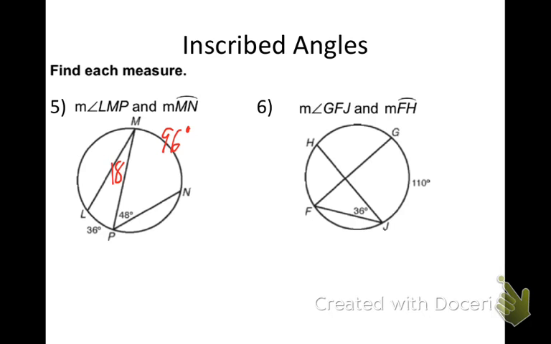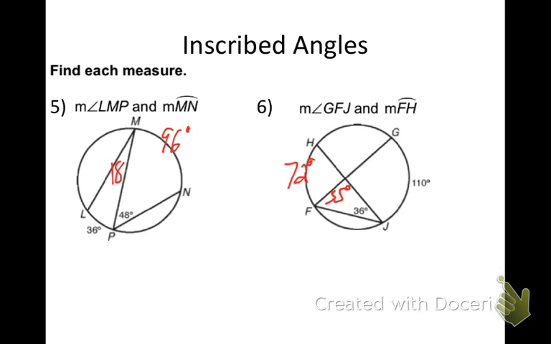And then we go to number 6. GFJ is? 55 degrees. And arc FJ would be? Nice job. What's the relationship always going to be there, Noah? Cut it in half and multiply by 2.